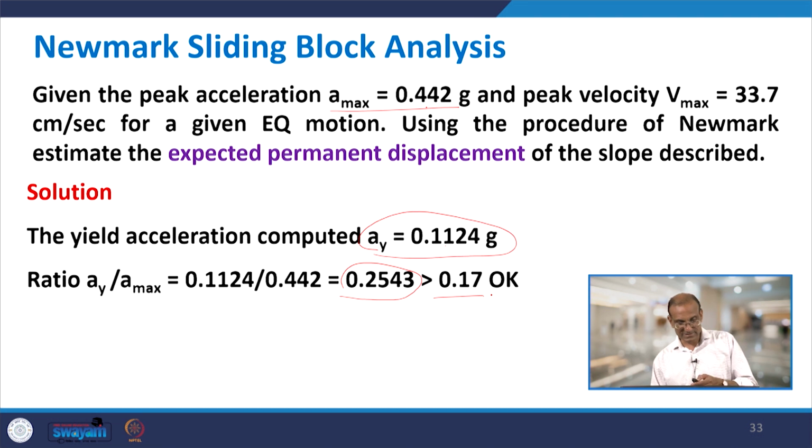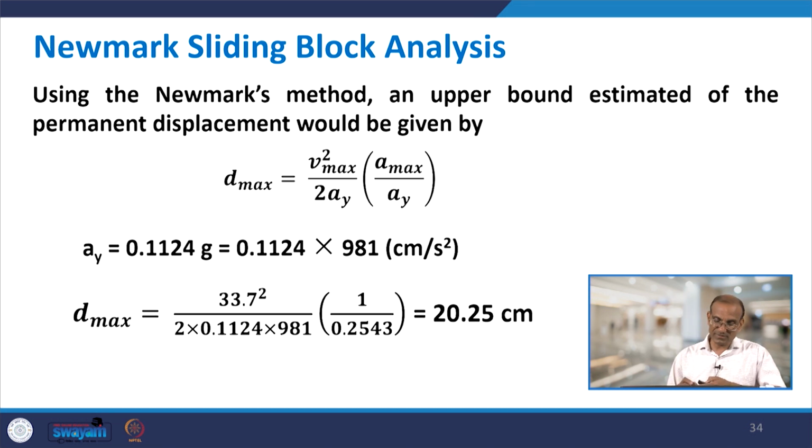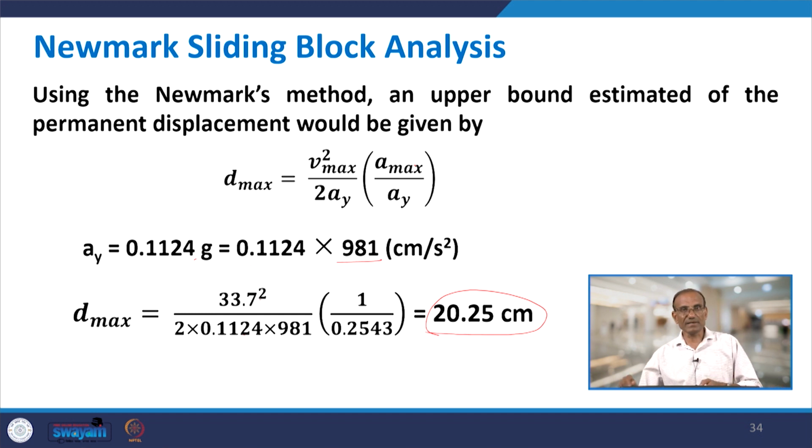So, this is okay. As a result, we can use the equation given by Newmark here for Vmax. We put the numbers here. AY is the yield acceleration 0.1124 g, and the value of g is 98.1 centimeter per second square, and Amax by AY. With all the numbers put in, finally Dmax comes out to be about 20.25 centimeter, which is the maximum permanent displacement, an upper bound estimate of the permanent displacement using Newmark sliding block analysis.